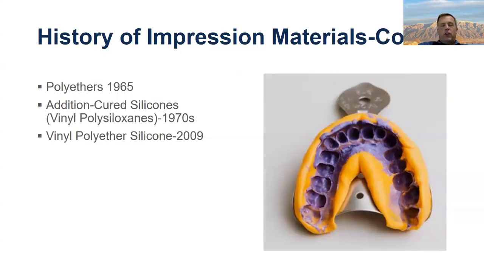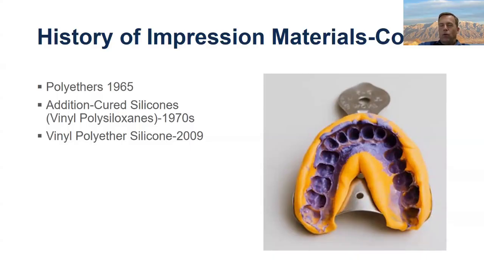Some of the things we're still using today, polyethers came out in 1965, and they're still very, very good. They have good mechanical strength and elastic recovery, virtually no shrinkage, and they're hydrophilic, which is really nice. They tend to be a little bit rigid, as you know, and the mixing equipment for them is fairly expensive. We see them in the laboratory every day, but not as much as VPS.